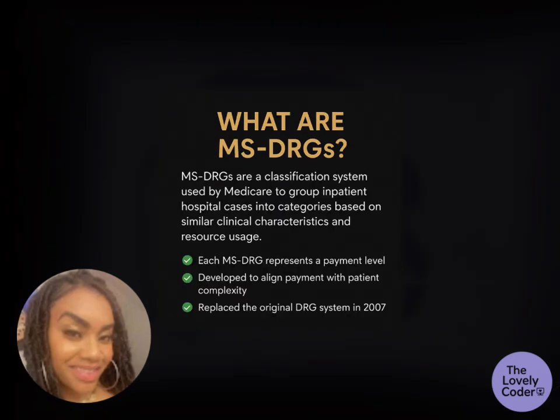Let's break it down. What are MS-DRGs? MS-DRGs group hospital cases that are clinically similar and require similar resources. Think of it like organizing hospital stays into payment buckets. Each group has its own fixed reimbursement rate. The idea is simple: patients with similar needs, similar care, similar payment. This system helps ensure that hospitals are paid fairly while also encouraging them to be efficient and effective in the care that they deliver.